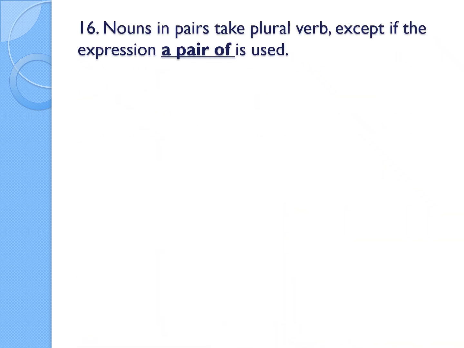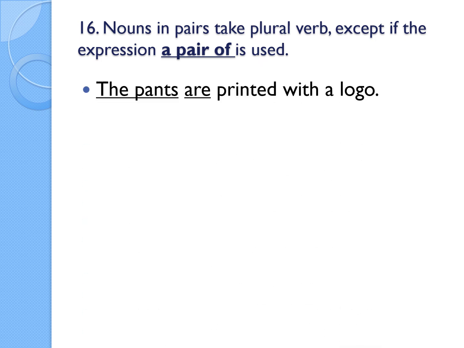Nouns in pairs take plural verbs except if the expression a pair of is used. Example: The pants are printed with a logo. So the pants, we know, is a noun in pair, so the verb must be plural. That's why we use are. The pants are printed with a logo.